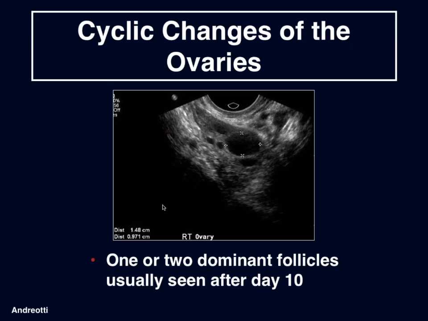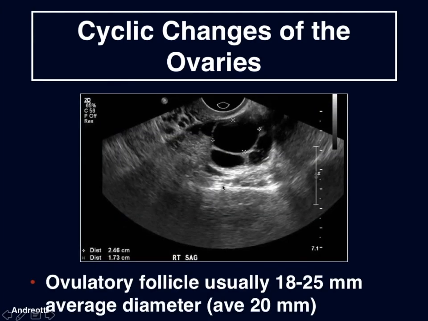And then 1 or 2 dominant follicles are usually seen after day 10, and these would measure more than about 1 centimeter, with the other smaller follicles beginning to involute and become even smaller. And then here we have the ovulatory follicle, which usually measures between 18 and 25 millimeters.